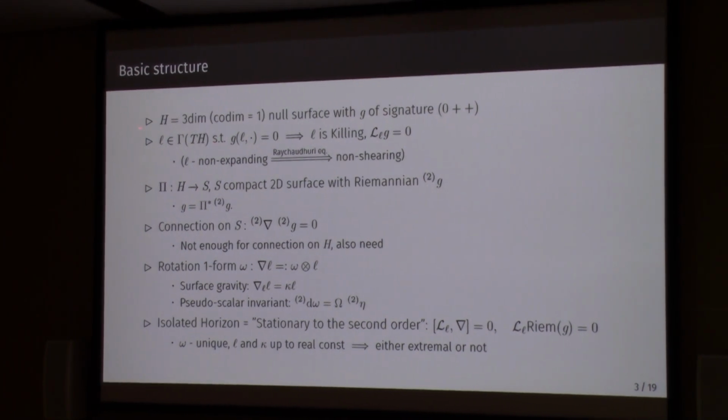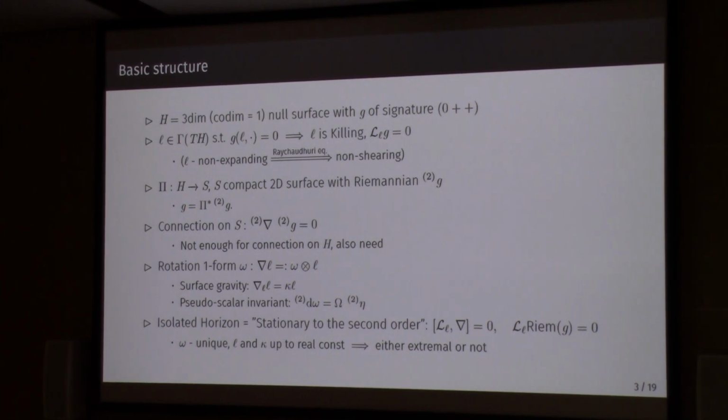So we take our horizon to be a three-dimensional null surface. We have a degenerate metric tensor, and because of this degeneracy, at every point of the horizon we have a null direction, which together forms a null vector field, and we assume that this vector field is actually a symmetry. It's a Killing vector of this three-dimensional metric. Actually, we assume that it's not expanding, so that the horizon does not expand.